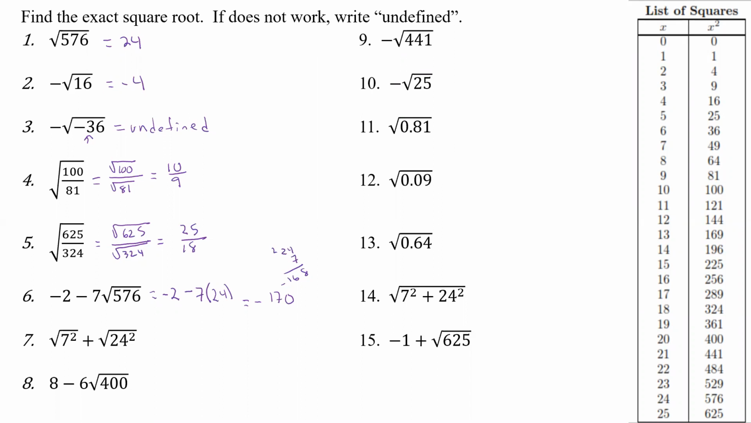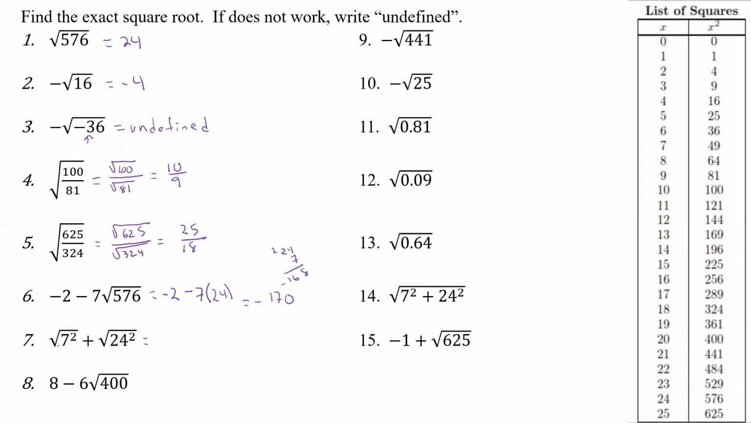Okay. And so you just have to do some things in pieces, and in this case, the piece was you had to go ahead and do the square root first, then multiply it times the 7, and then subtract off your 2, and then that gives you the negative 170.